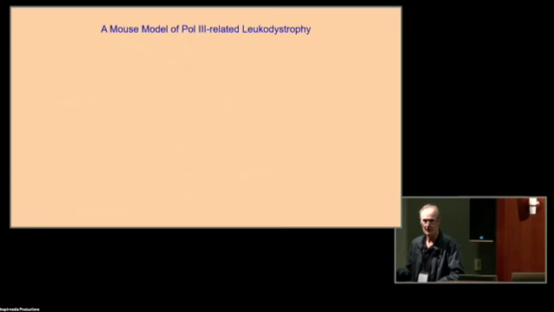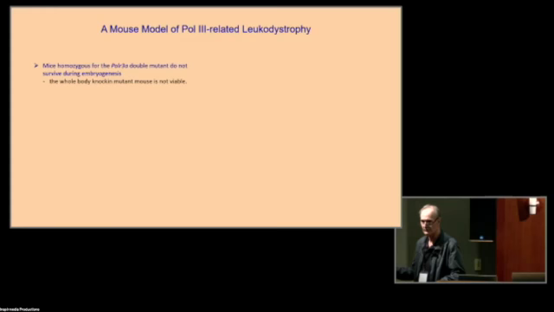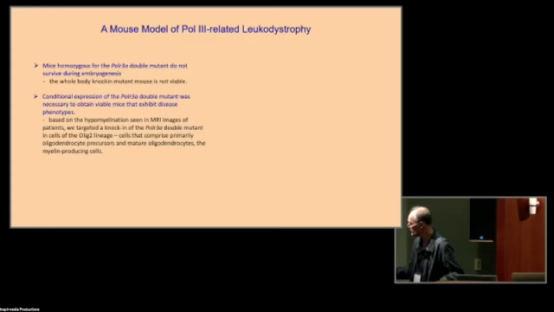So the mice that are homozygous for this double mutant POLR3A mutation, they don't survive embryogenesis. So this is not a viable animal model. So at that point, we had to retool our genetic approach. And instead of expressing this mutant gene in all cells in the mouse, we decided to pick on a population of cells and target them and see if we can generate viable models that have phenotypes. And that's what we were able to do. We used conditional expression of this mutant in order to get viable mice to study.